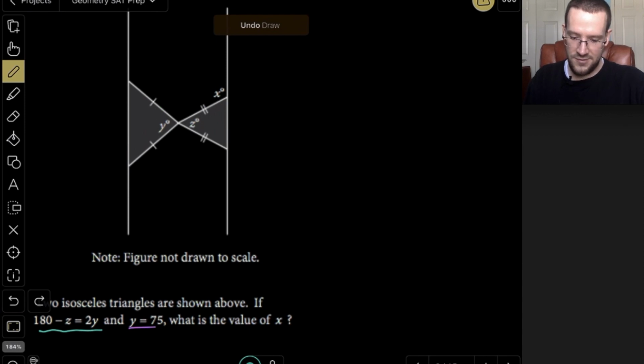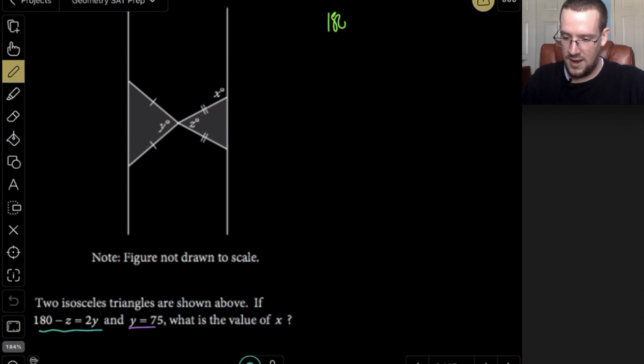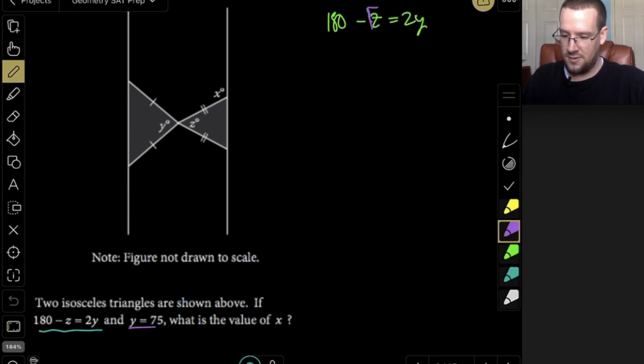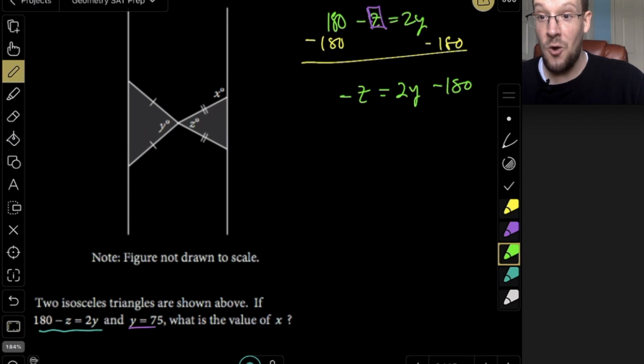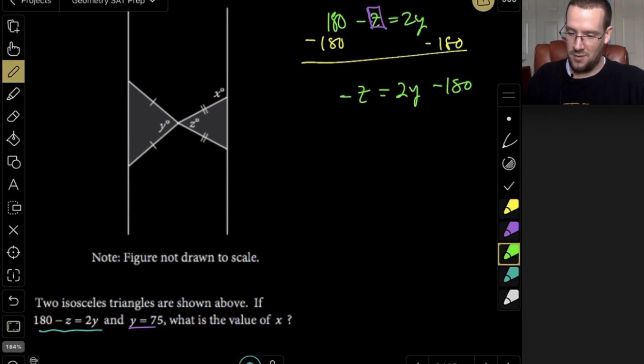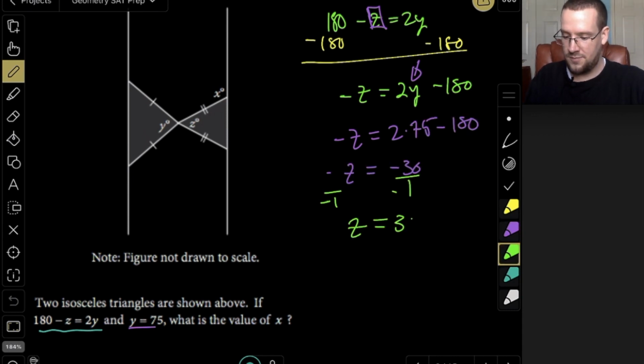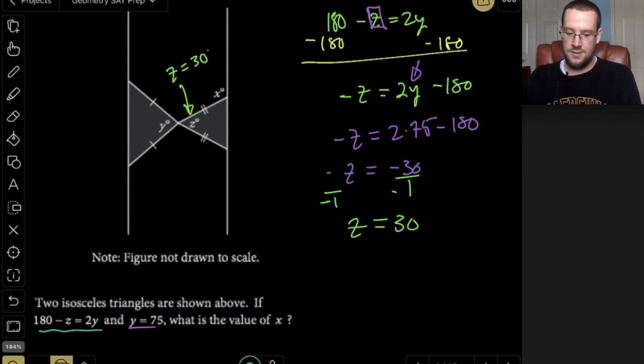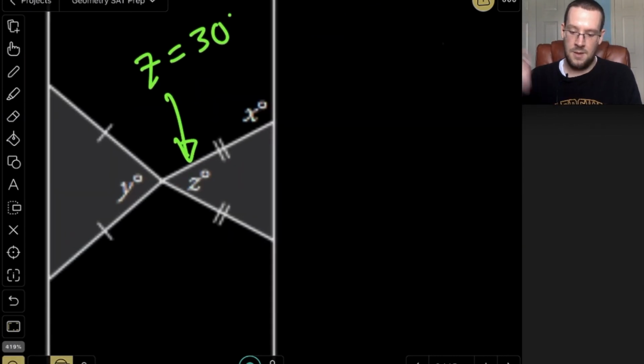So let's solve for Z. We're told right away that 180 minus Z is equal to 2Y. Again, I want to solve for this, so I'm going to get it all alone. You might be asking yourself, I got nowhere, you got me stuck somewhere. But remember that Y is 75. So minus Z is equal to 2 times 75 minus 180. So up here, I'm just going to write Z is equal to 30 degrees. And I'm going to get rid of this stuff and work on the figure.